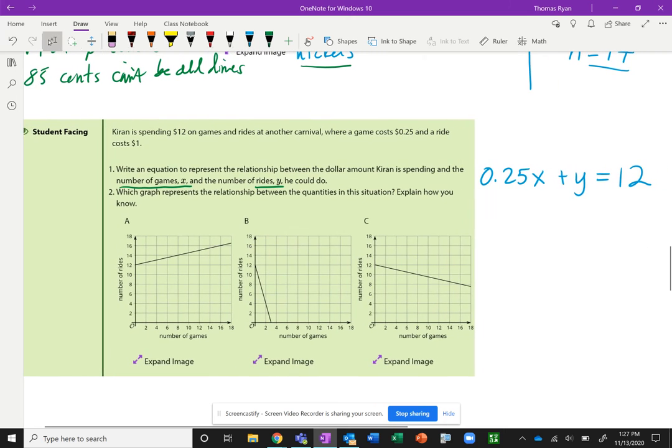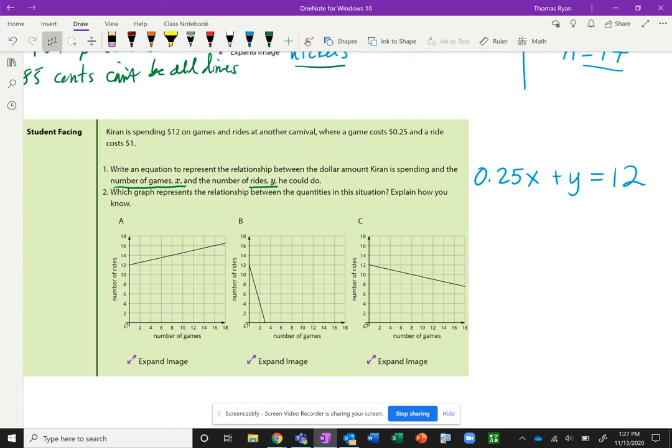So the question is, which graph is going to represent this? Well, we're looking for something where they all equal 12. So there's 12 to start, 12 to start, 12 to start. And the question is, as we play more games, right? Read your graphs left to right. As we play more games, what's going to happen to our ability to ride rides? Well, if we're playing more games, it means we're spending more of that money on games and we have less money to spend on rides.